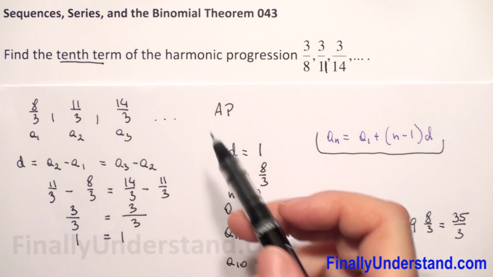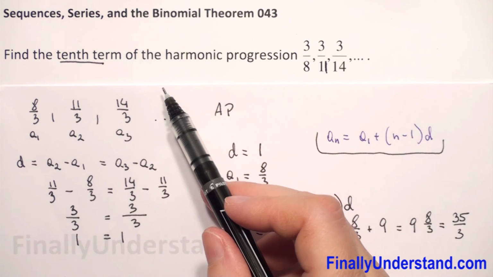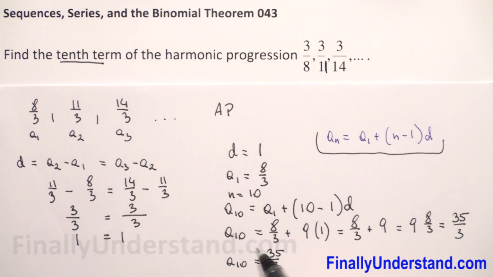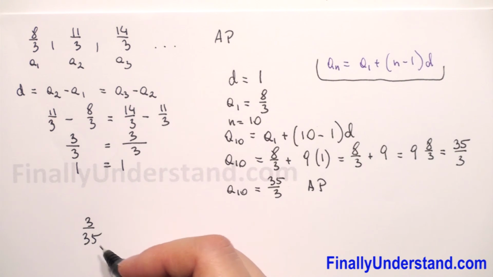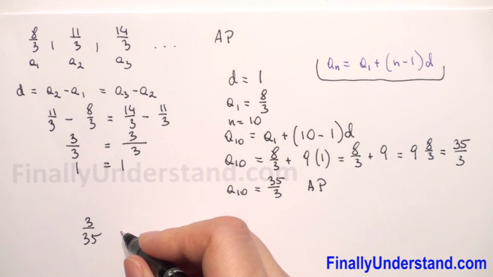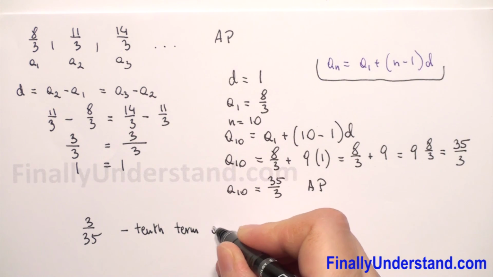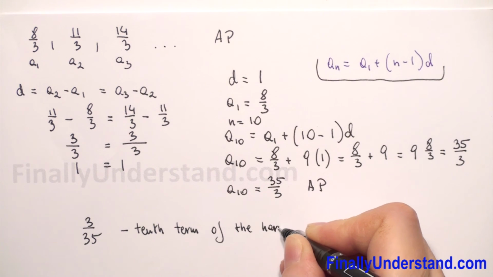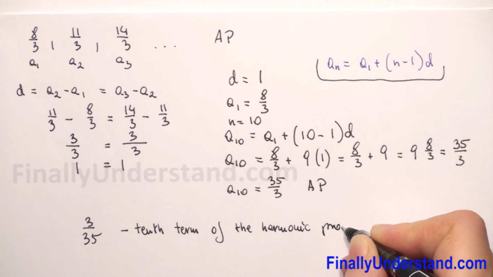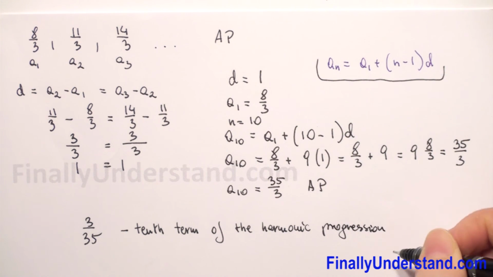And now, because we need to find the 10th term of our harmonic progression, we have to take the reciprocal of our 10th term of arithmetic progression. So the reciprocal, what will be? 3 over 35. So 3 over 35 is our 10th term of harmonic progression. This is my solution.